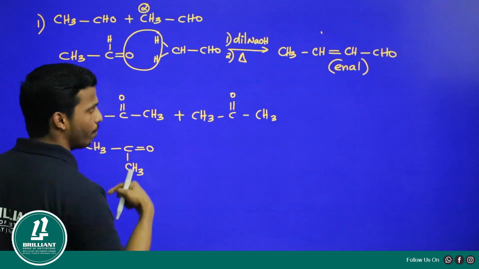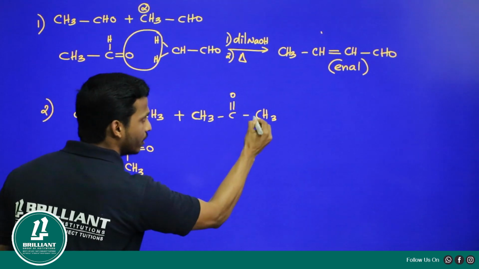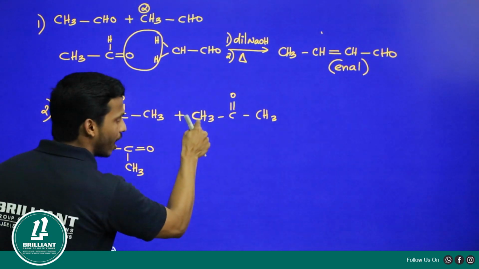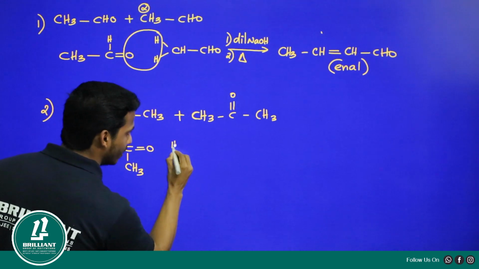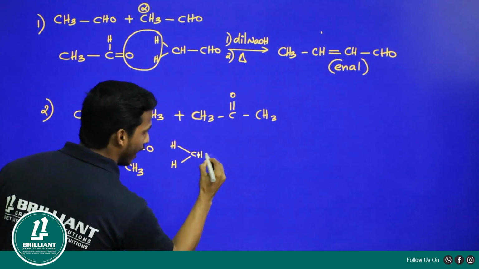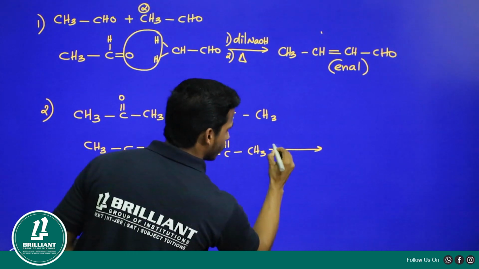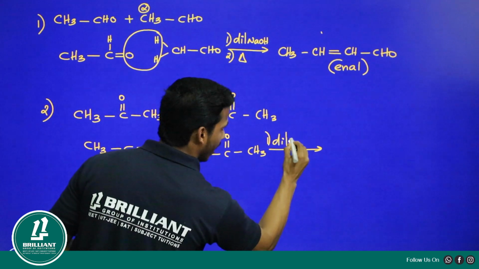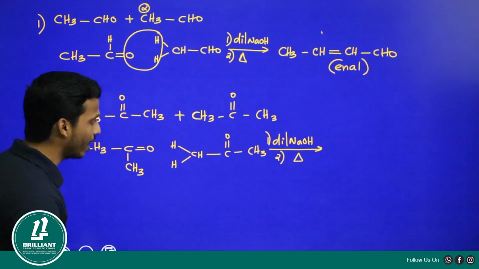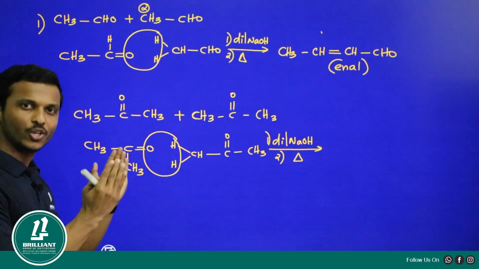And from this compound, what you have to do? Take one of the alpha. This is an alpha carbon, and this is also an alpha carbon. You can take any one of them. From one alpha carbon, make the 2 hydrogen like this. And what is left? CH and then CO, CH3. First, I am treating with dilute NaOH. Second, I am heating the compound. What will happen? You can eliminate this water molecule and combine all together.